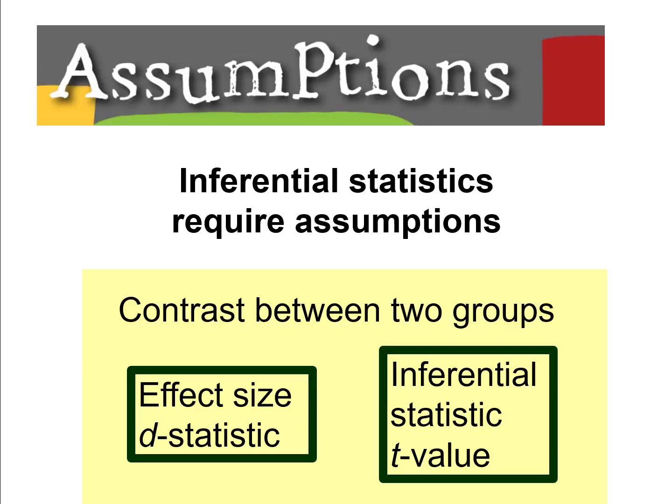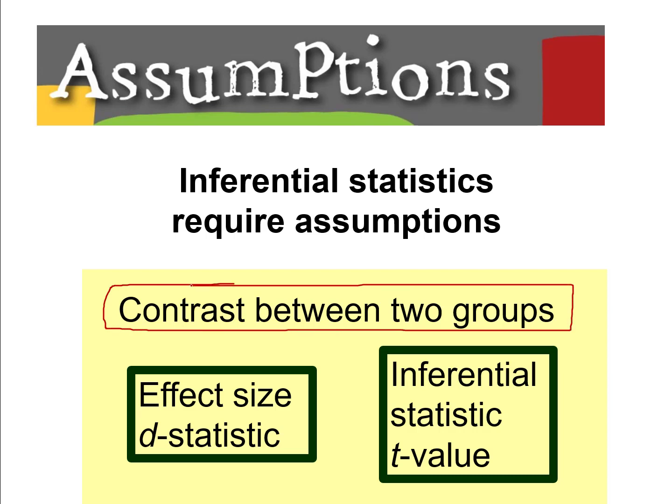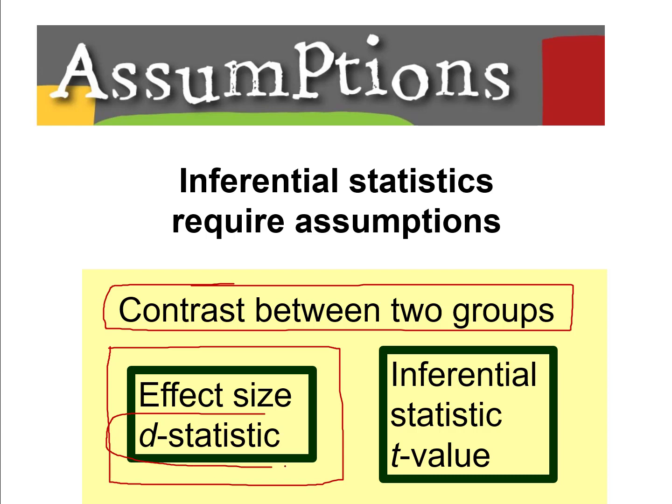So in this unit, we've been looking at how to analyze data when we have two groups and we're making a contrast between those two groups to see if they differ from each other. And we looked at how we can calculate an effect size. An effect size is a descriptive statistic that tells us about the magnitude of effect. And we saw that if we're making a contrast between two groups, the best effect size to report is a D statistic. The D statistic is the easiest effect size to interpret when we're making a contrast between two groups.